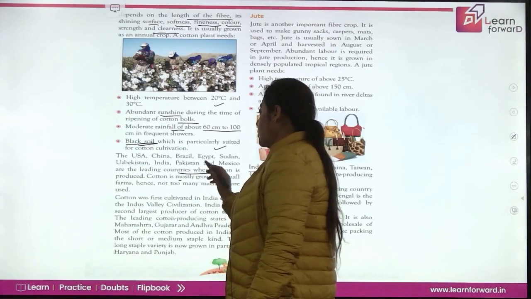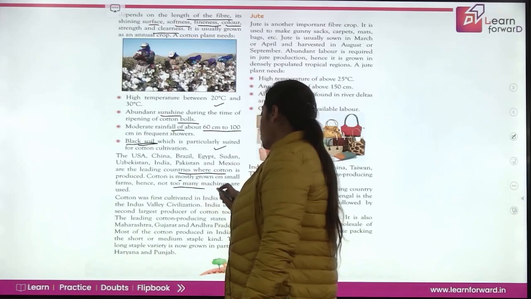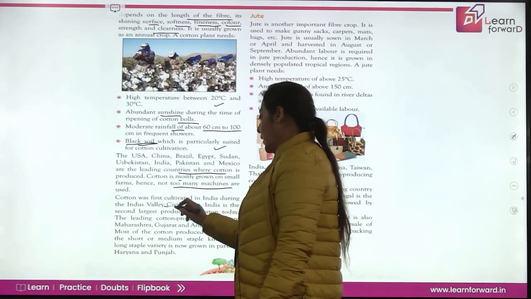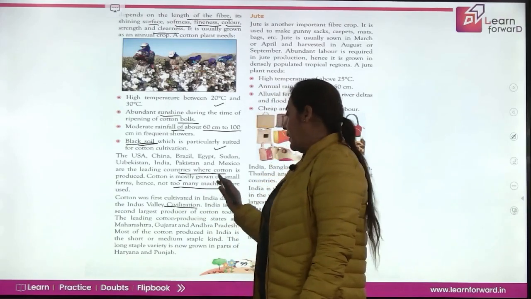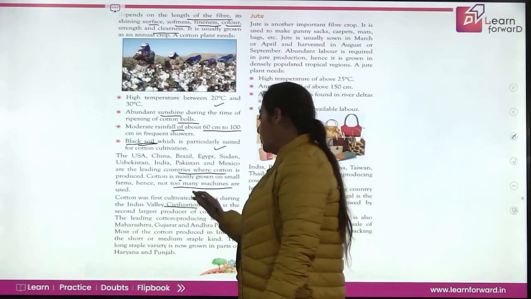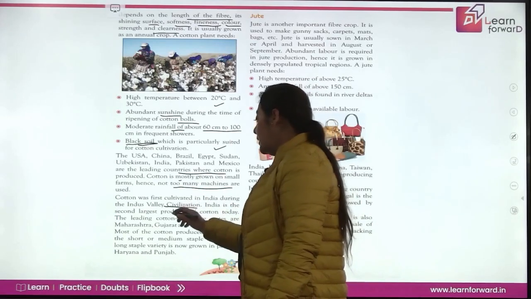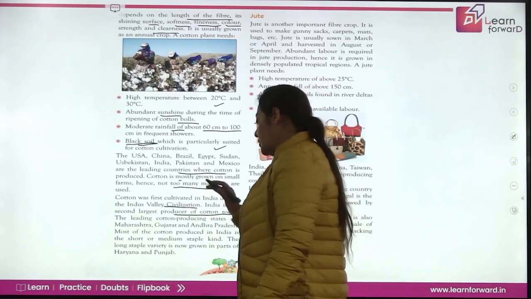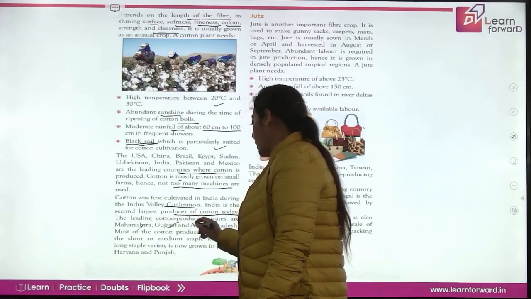Cotton is grown on small farms, hence not too many machines are used. Cotton was first cultivated in India during the Indus Valley Civilization. हमने पढ़ा है कि पहले हमने Indus Valley Civilization में पढ़ा था कि cotton cultivate हुई थी. India हमारा second largest producer है cotton का. और जो leading cotton producing states हैं वो हैं महाराष्ट्र, गुजरात और आंध्र प्रदेश.